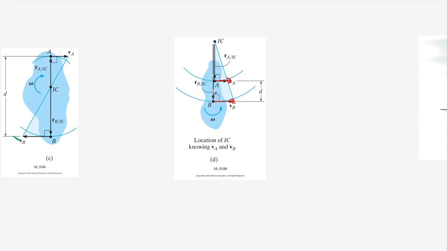Then if they're parallel, you extend, you still put the two tails above each other. You extend this off and you're going to use similar triangles to get where the instantaneous center is.